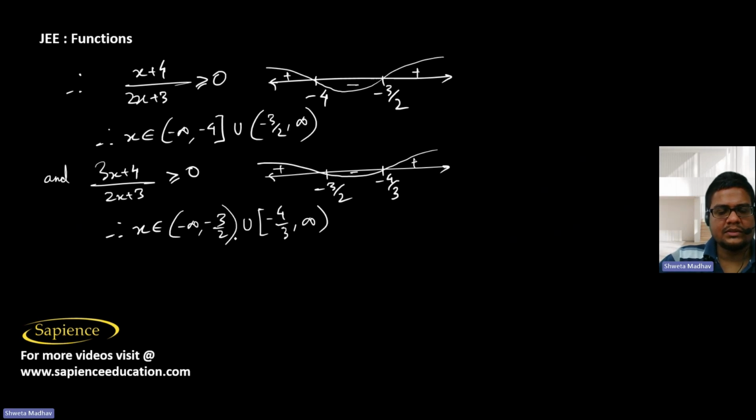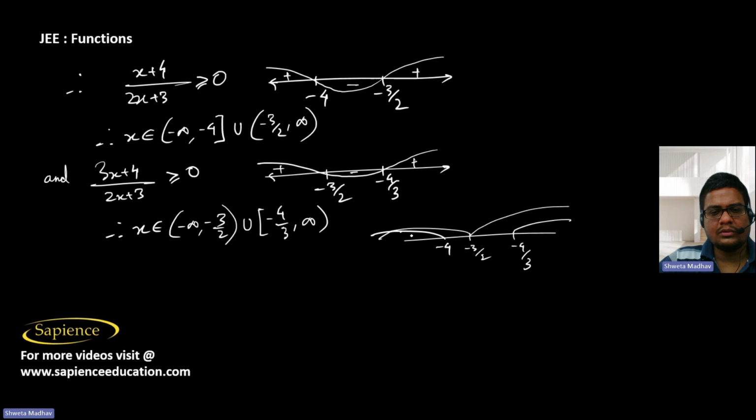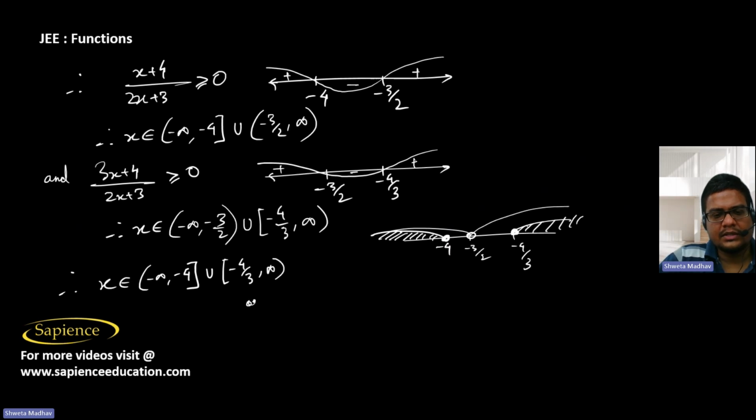So we have to take the intersection of these two sets. One is less than -3/2, and one is more than -4/3, and this one is less than -4, and one is more than -3/2. So the common region is this part and this part. Here -3/2 is not included, but here -4 is included, -4/3 is also included. So therefore the final solution set will be x belongs to -infinity to -4 union -4/3 to infinity, or we can write it as R minus (-4, -4/3).